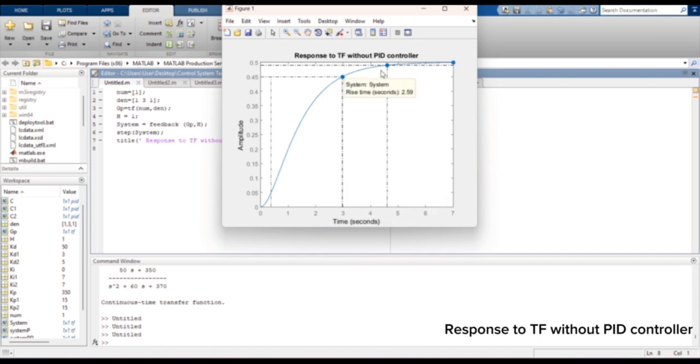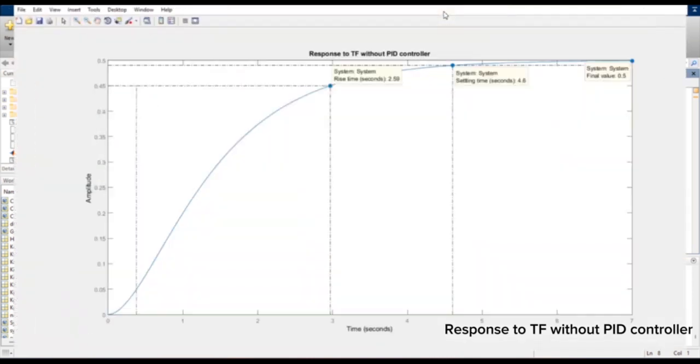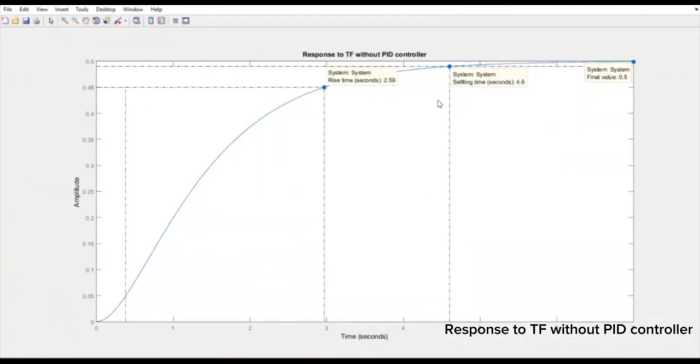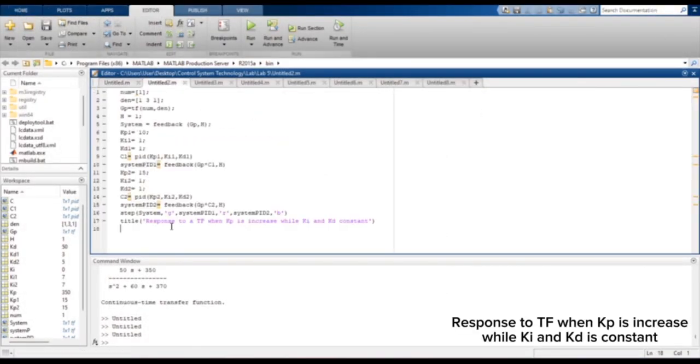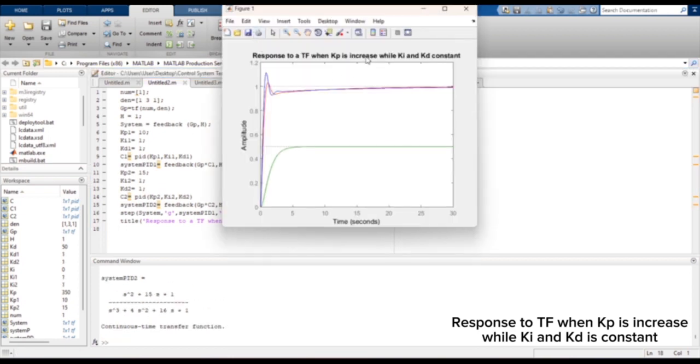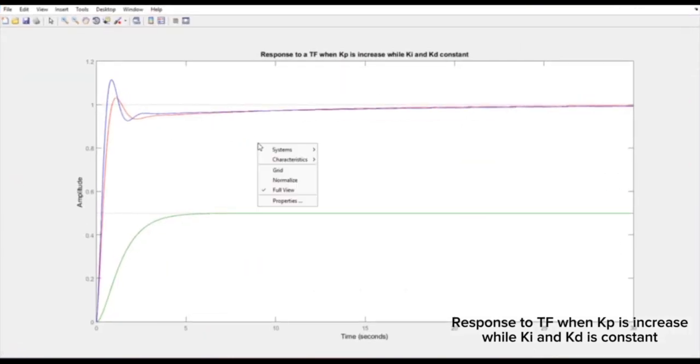Let's input the values. Let me make it bigger. As you can see, the rise time is 2.59 seconds, the settling time is 4.6, and the final value is 0.5. Now let's move on to the second graph, which is the response to TF when Kp is increased while Ki and Kd are constant. Let's run the graph. As you can see, this is the graph.